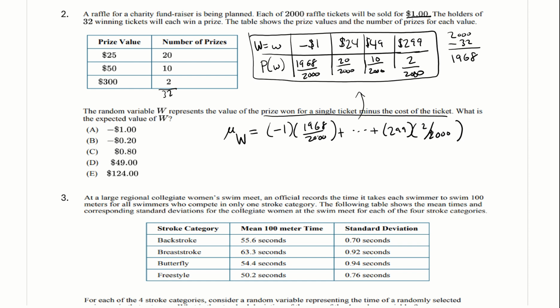All right, so let's see here. We have our answer, so we can calculate this, and if we do this, we get negative 0.20. So you're going to owe 20 cents on average.